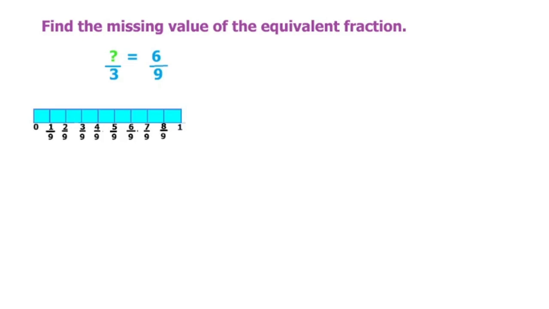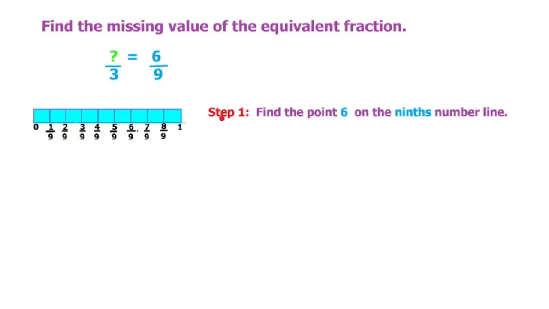So one way to do this is to use a number line. So this is a number line that is cut up into 9 parts. Okay, so we have 1, 2, 3, 4, 5, 6, 7, 8, 9. Okay, so this is 1/9, 2/9, 3/9, 4/9, and so on till we hit 1.